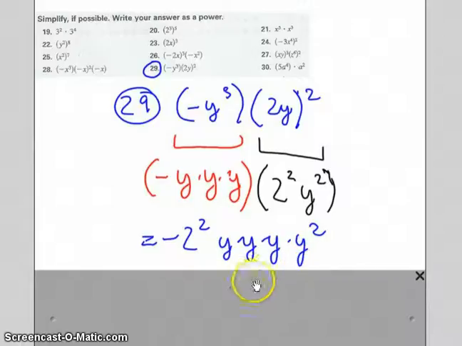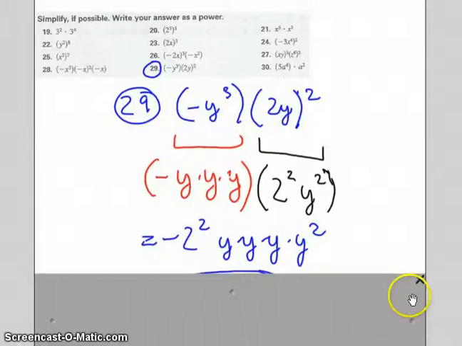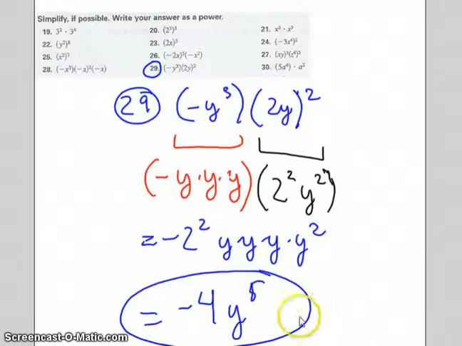This counts as 2. So really what I have is negative 2 to the second power, y to the 5th power. And I go ahead and calculate negative 2 to the second power. Remember, the second power only goes to what it's next to, which is the 2. So I've got negative 4 y to the 5th. And that's the answer I'm looking for in number 29. Let's move on to the next.